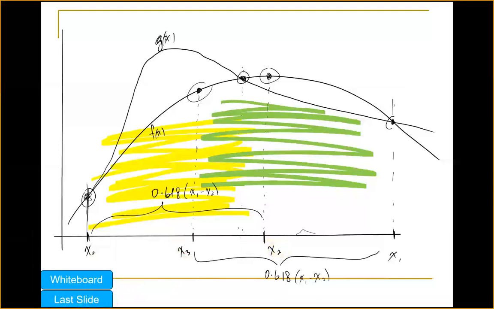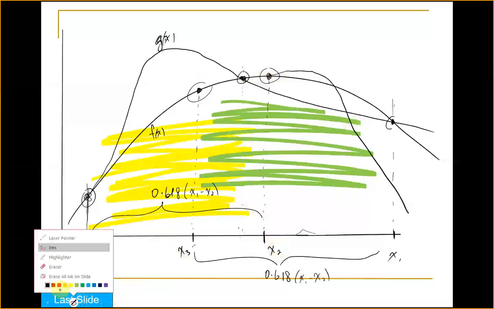Suppose this line had a maximum like this and then went down. And delete that. Let me do that again.